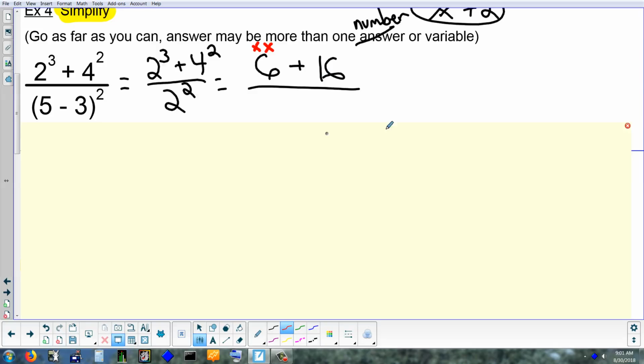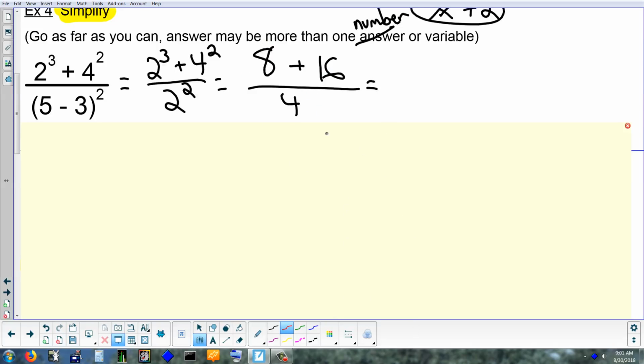On the bottom, what am I going to get? 2 to the power of 2 is 4. Oh, I did screw that up. I wrote the wrong thing, didn't I? What should I have written for that? 8. Sorry about that.